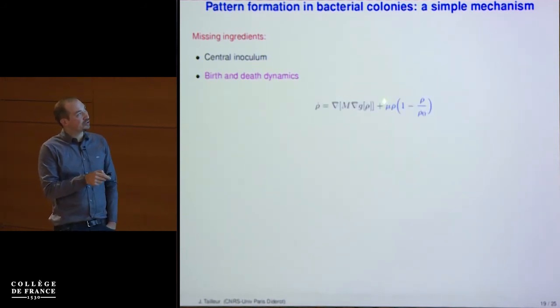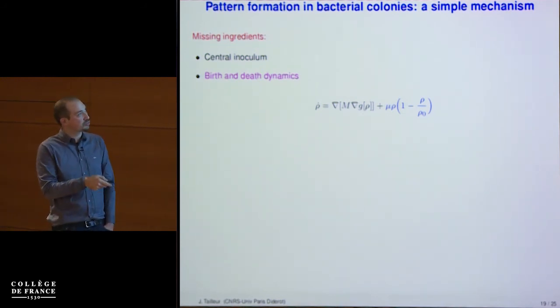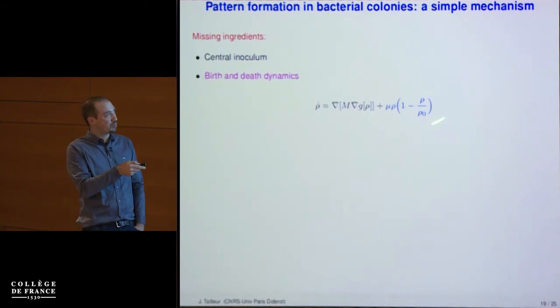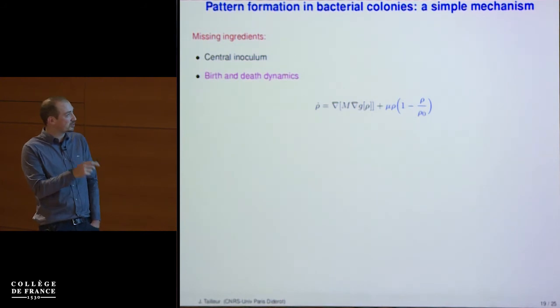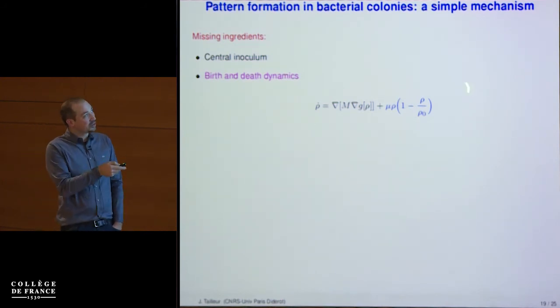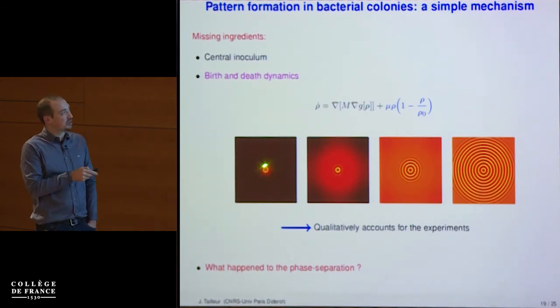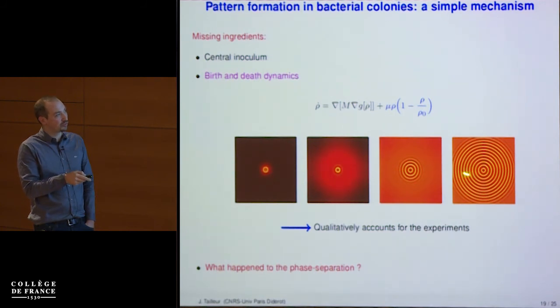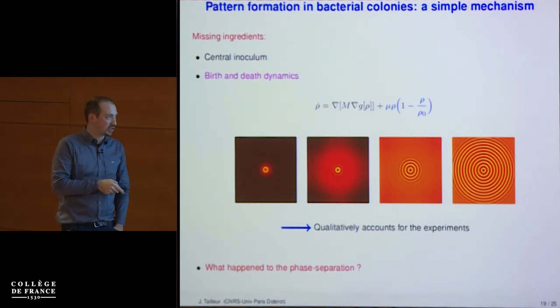I can try to start from my hydrodynamic equation describing motility-induced phase separation, and I simply add birth and death. And how do I do that? I open any mathematical biology book, which tells me that birth and death of bacteria is simply given by this logistic equation. Then I speak with biologists who tell me that this is complete nonsense, but that's another problem. And I do a simulation of this. And what I get is exactly what you see in the experiments. You start from a central inoculum, and as time goes on, you have the formation of concentric rings. So you have a qualitative agreement with the experiments.